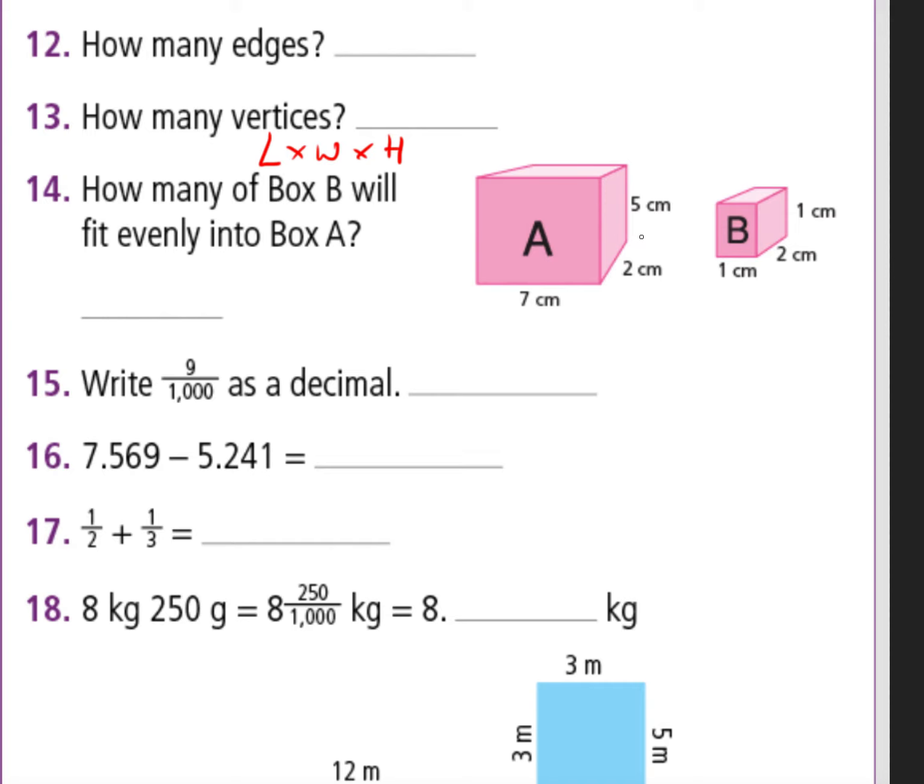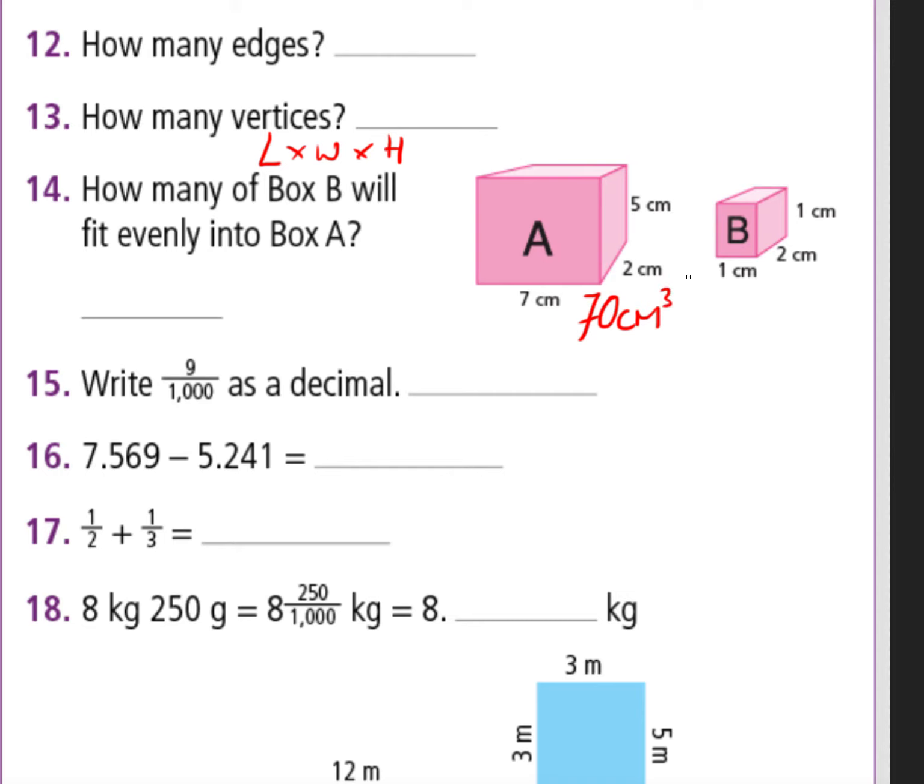So, and I'm actually thinking of that when I go, instead of doing 7 times 2 first and multiplying that by 5, I'm going to get the volume of this box by multiplying 5 times 2 first, because that gives me a nice number, which is 10. And 10 sevens is 70. So this box here is 70 centimeters cubed.